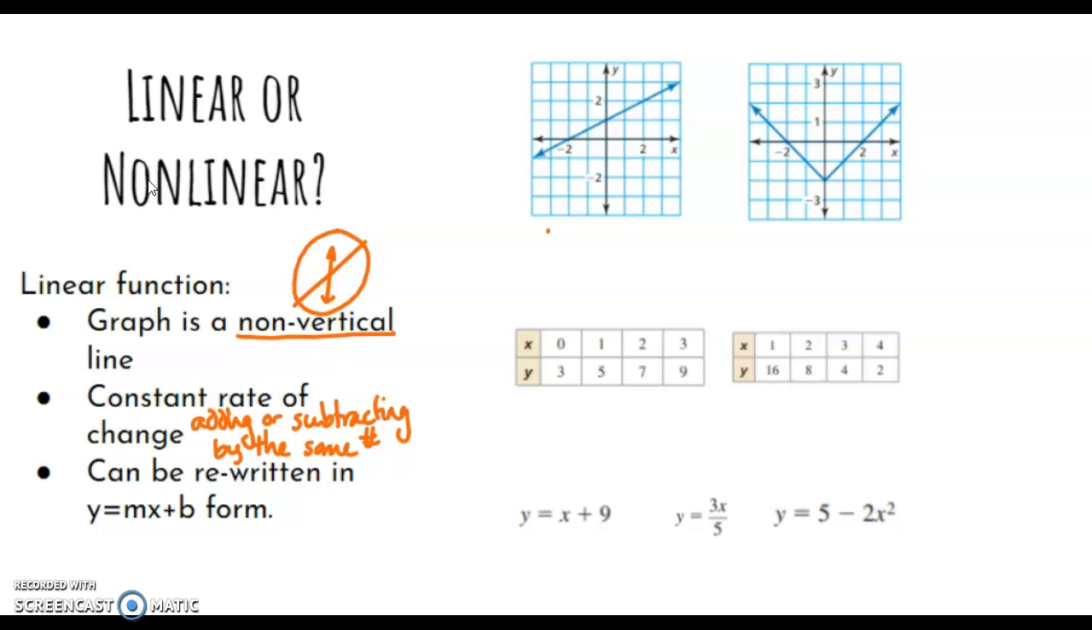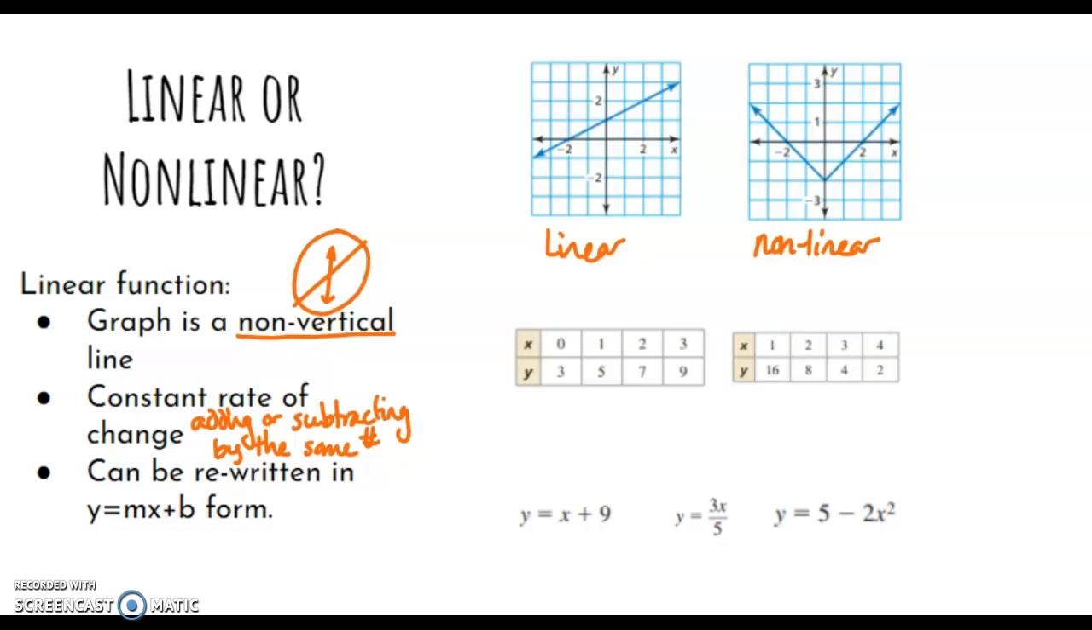So this graph right here is linear because it is a straight line that's not vertical. This graph over here is nonlinear. These are not just one straight line. This is actually the graph of an absolute value function. Okay, now let's take a look at these tables.